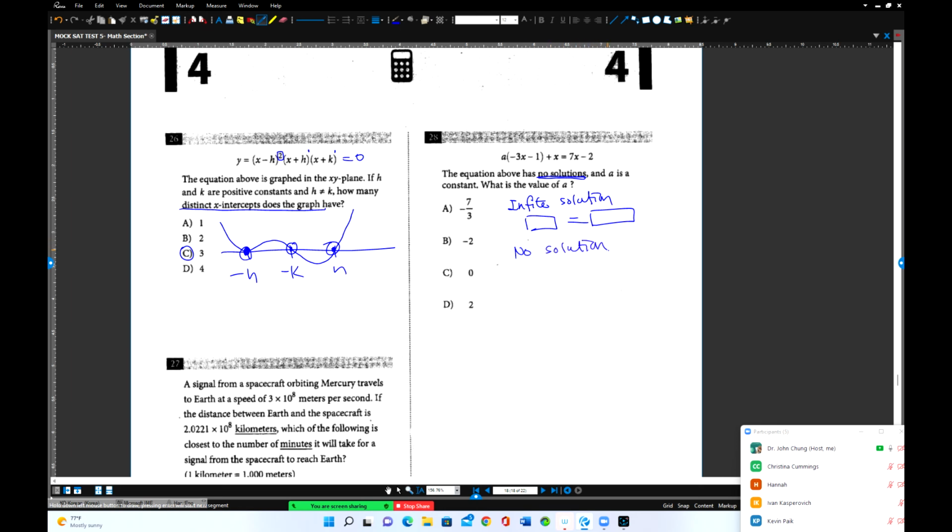The next one is no solutions. For no solution, just solve for x. So you're going to find the undefined, okay? If x equals 5 over 0, that is no solution, right? That is undefined, denominator 0. Use this one. Solve for x first. Negative 3ax minus a plus x equals 7x minus 2. Is it okay? So x moves to the left, right.